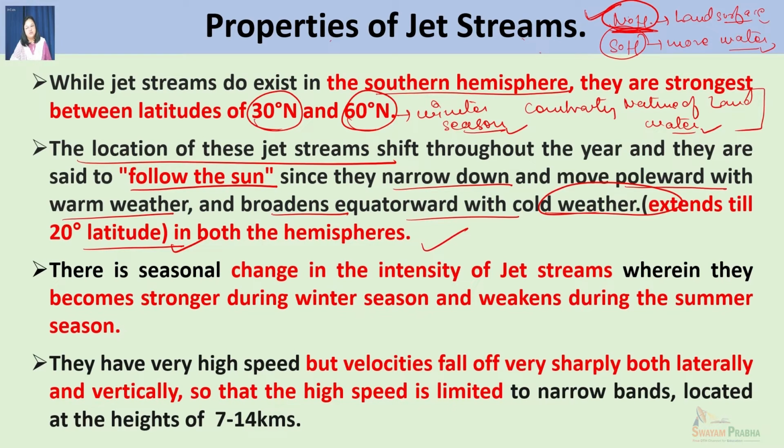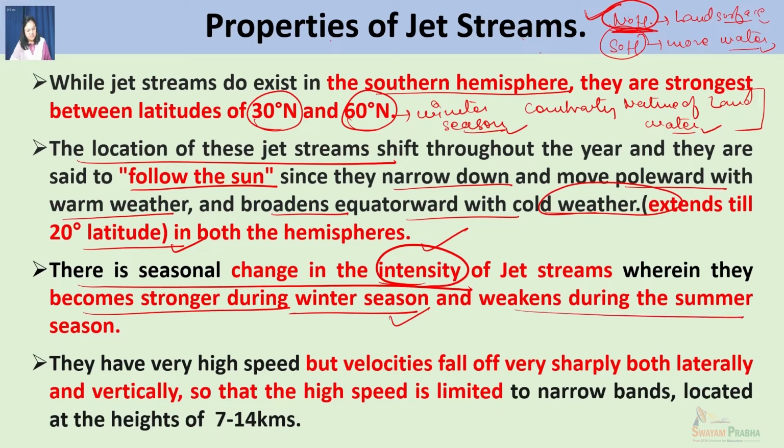Besides this, there is also a seasonal change in the intensity of jet streams, wherein they become stronger during the winter season due to more prominent contrast in temperature and pressure conditions, and weaken during the summer season due to prevalence of more warm conditions in an area along the latitude.